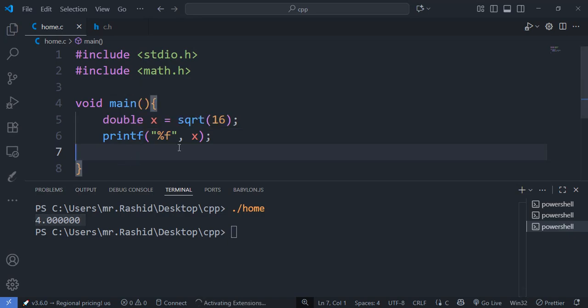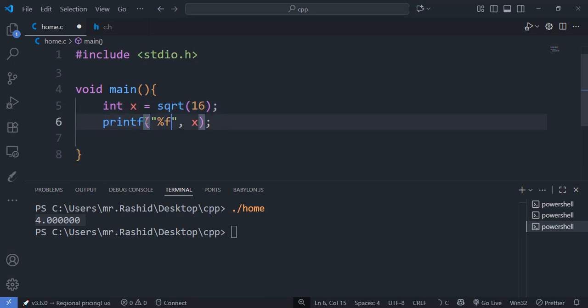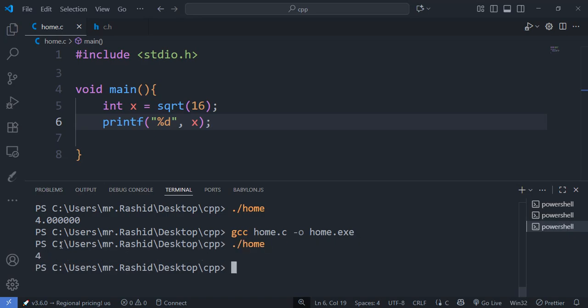Even if you put int here and change the format specifier to %d, let us try that one, GCC. After that, as you can see, we get an integer instead of a floating point number.